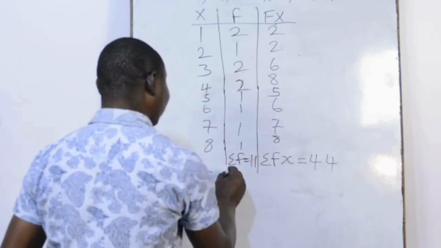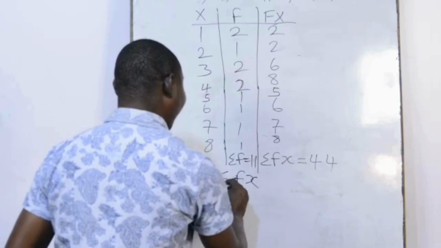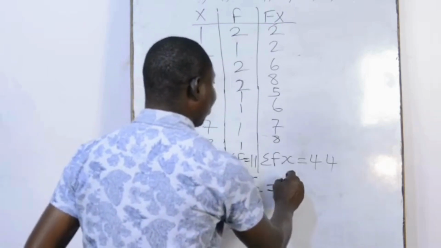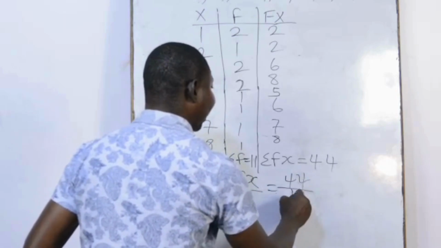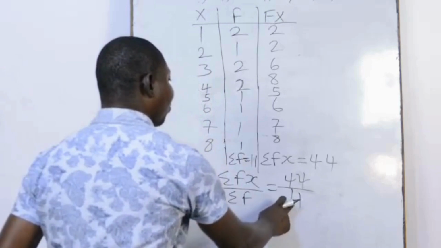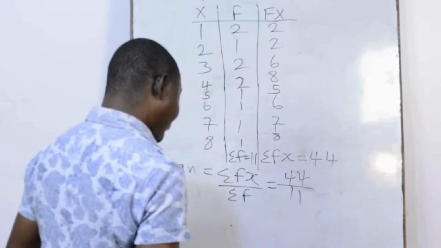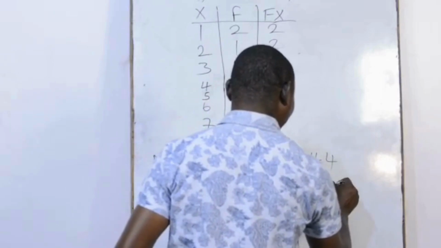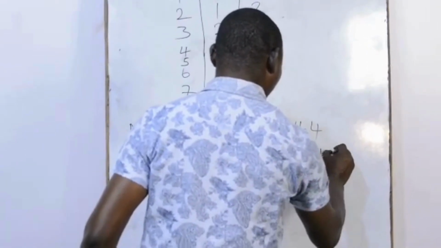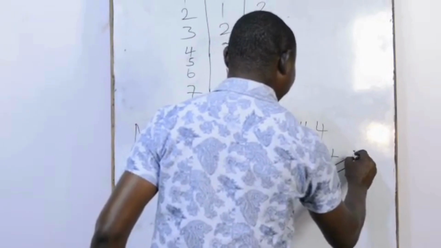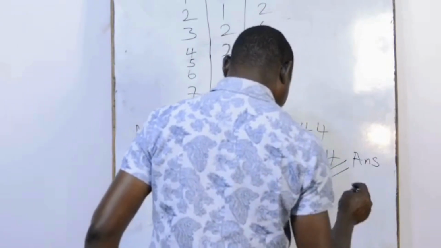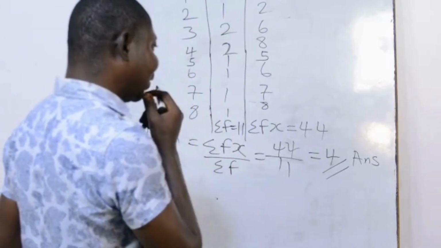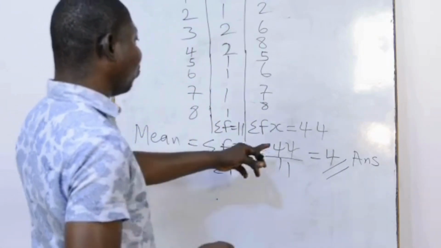Then we now go to the formula. Summation fx over summation f, which is 44 over 11. So our answer will be 44 divided by 11. That will give us 4. That's our answer.